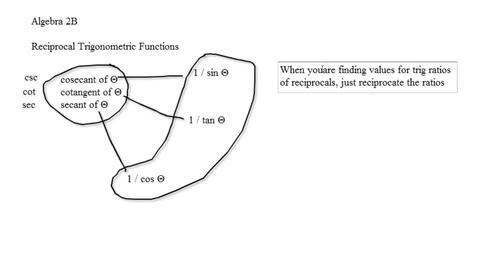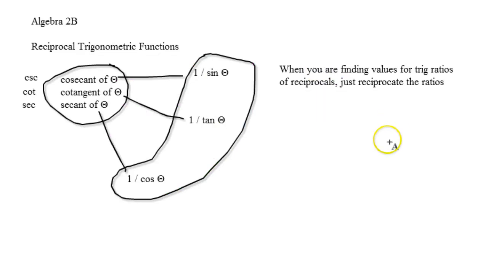So when you are finding values for trig ratios of reciprocals, just reciprocate the ratios. In other words, just flip them, okay? And that's it for dealing with reciprocal trigonometric functions. I will talk to you later.